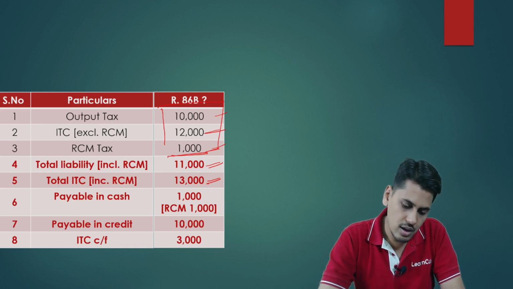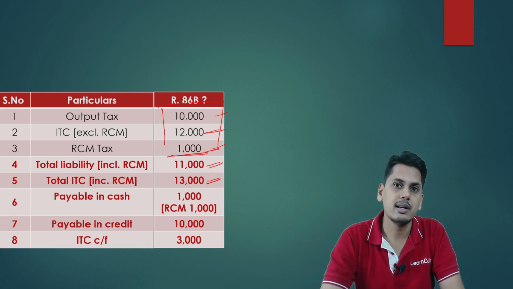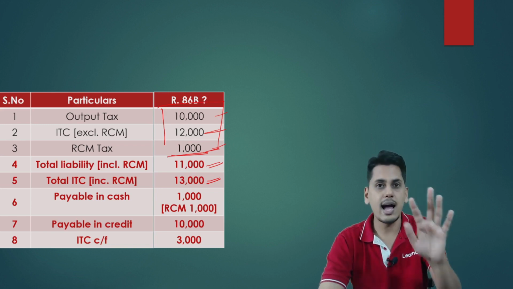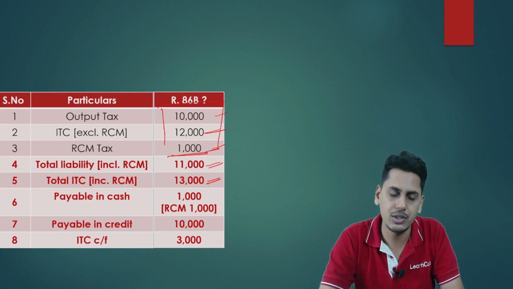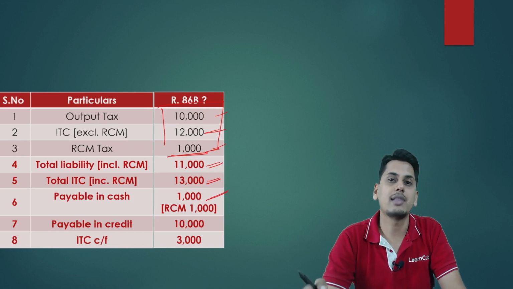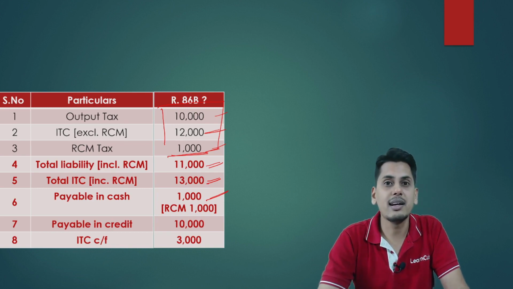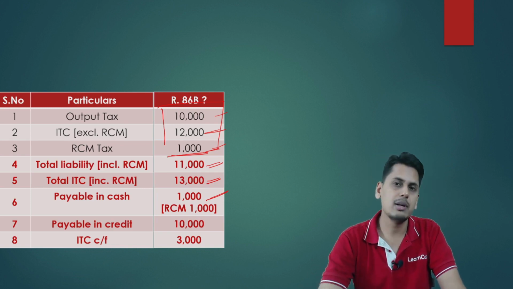Now friends, the amount which is payable in cash, of course the RCM liability I will have to pay in cash only. So I pay 1,000, the RCM liability of 1,000 is being discharged through cash ledger. How much is payable in credit?